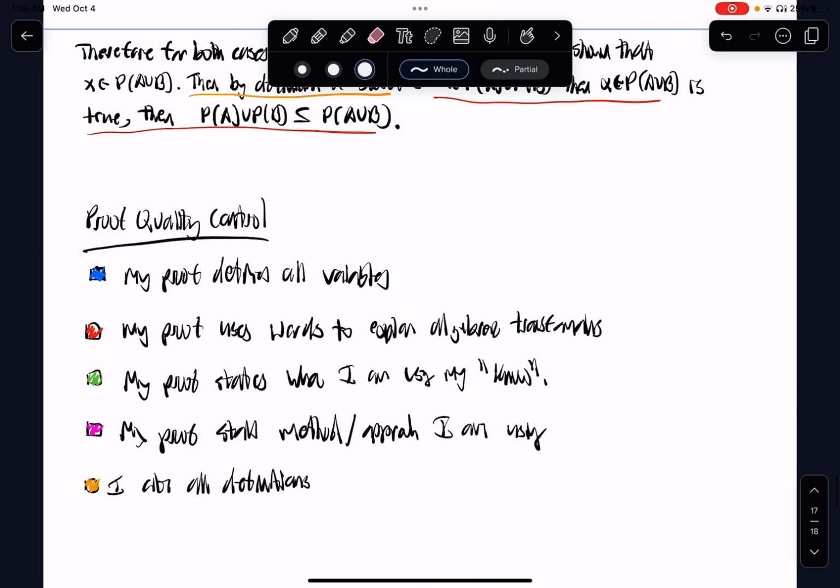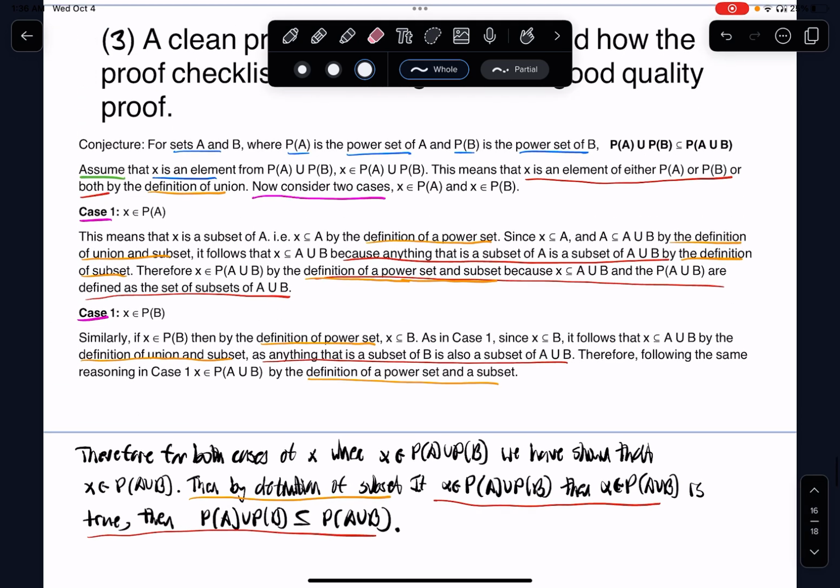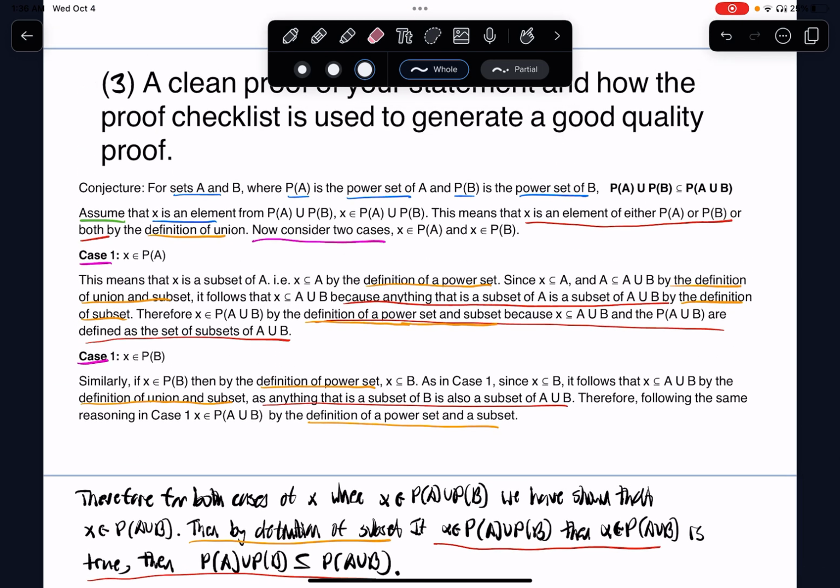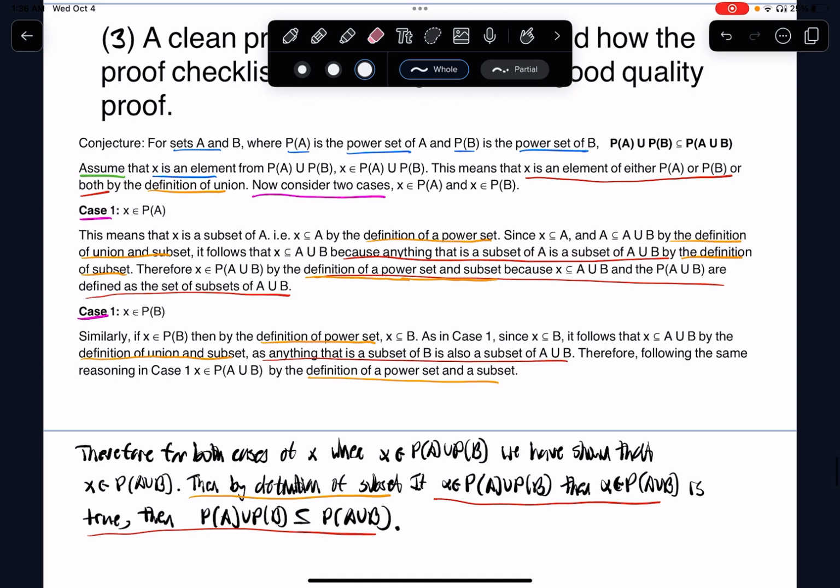My next is the color red, that my proof uses words to explain all algebraic transformations. Underlined in red, I can see that I show that anything that is a subset of A or a subset of B is a subset of A union B by definition of subset. So I show how I came to find that X is a subset of A union B, and that was used in both cases.